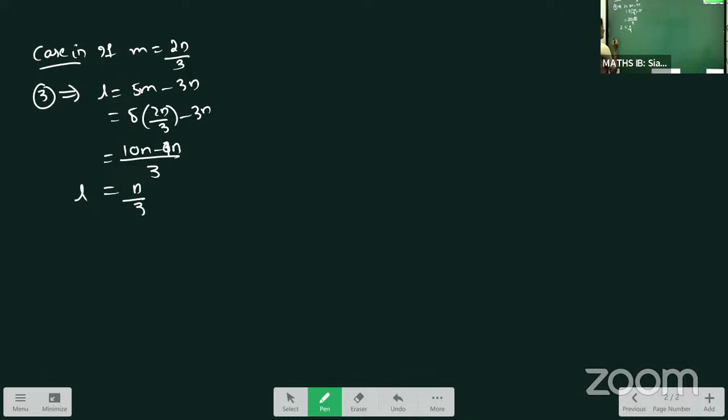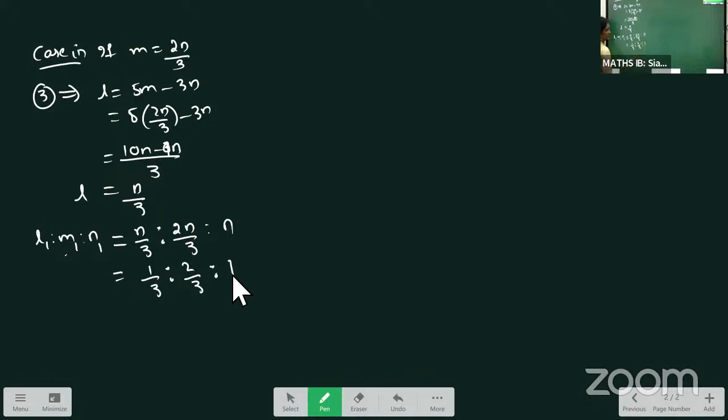Now we want l1 is to m1 is to n1. What is your l1? n by 3, that is 1 by 3. What is m1? 2n by 3, that is 2 by 3. What is n1? n. All in terms of n. In a ratio, like terms we can cancel. So what is left out here? 1 by 3, 2 by 3, 1 we are getting. Therefore, l1, m1, n1, so here the DRs of a line.